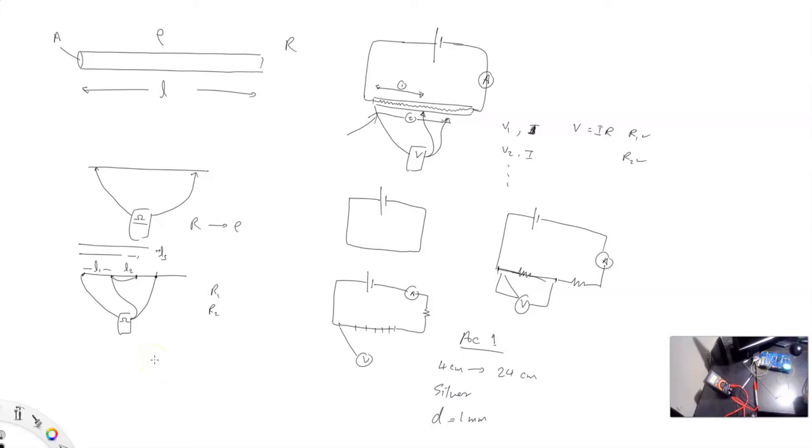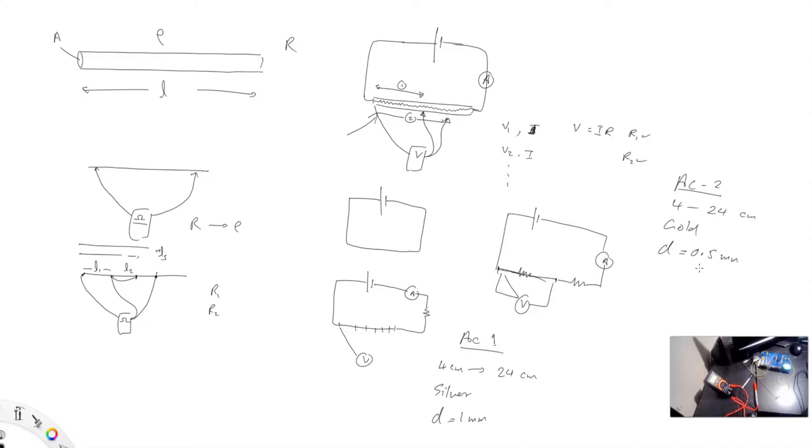When we go to activity 2, again I will give you the data table in a minute. Activity 2, again we are going from 4 to 24 centimeters. It's the gold looking wire. Diameter is 0.5 millimeters. Okay. All right. Once I give you all the data points, you have your data.